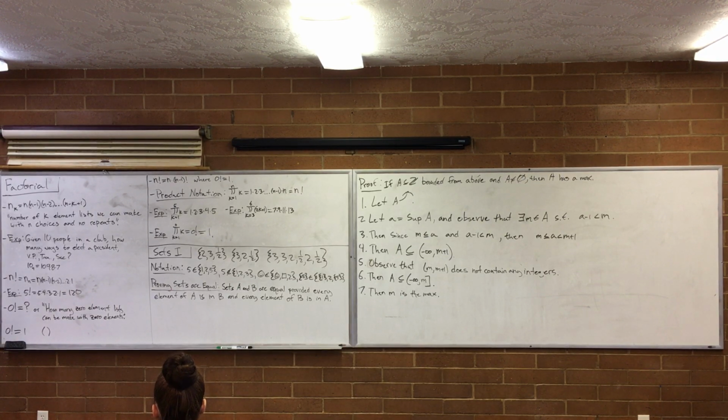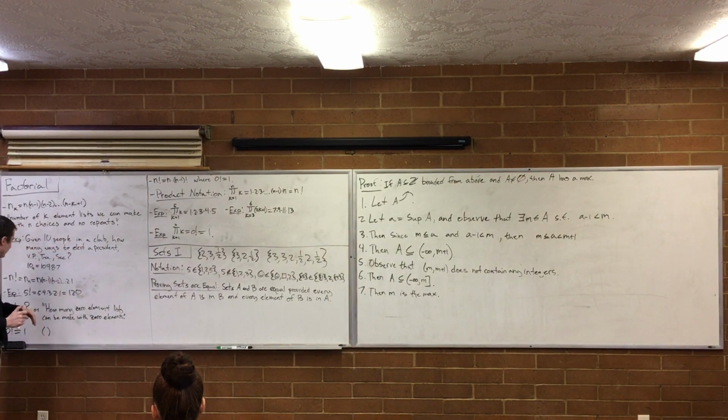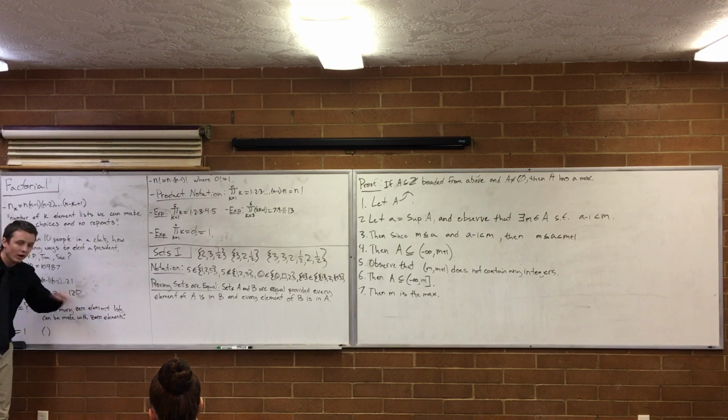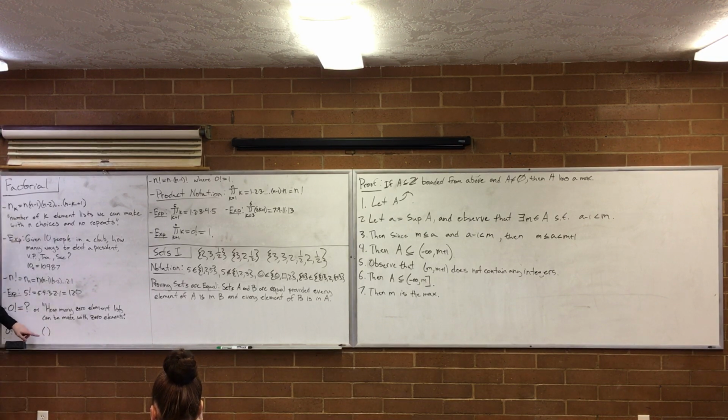What's 1 factorial? 1. Okay, so what should 0 factorial be? 0. So let's ask it in terms of our question. How many 0-element lists can we make with 0 elements to choose from, no repeats? The answer is 1 list. It's this list right here. It's the empty list.